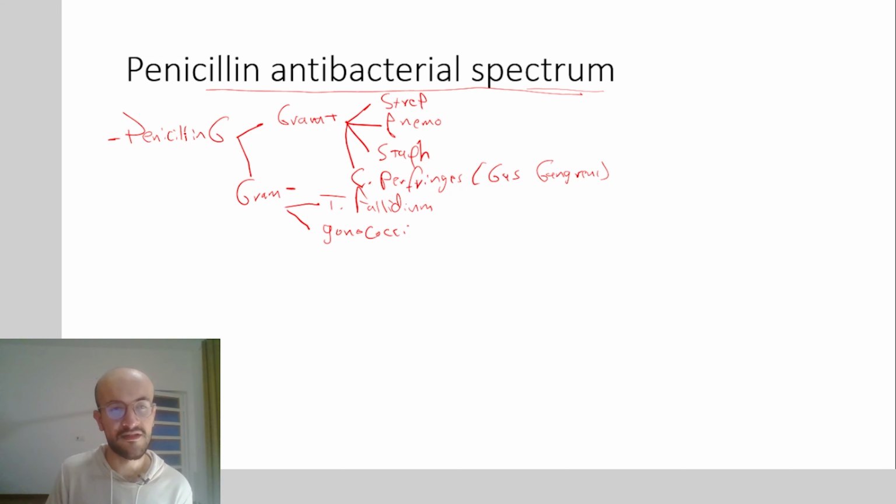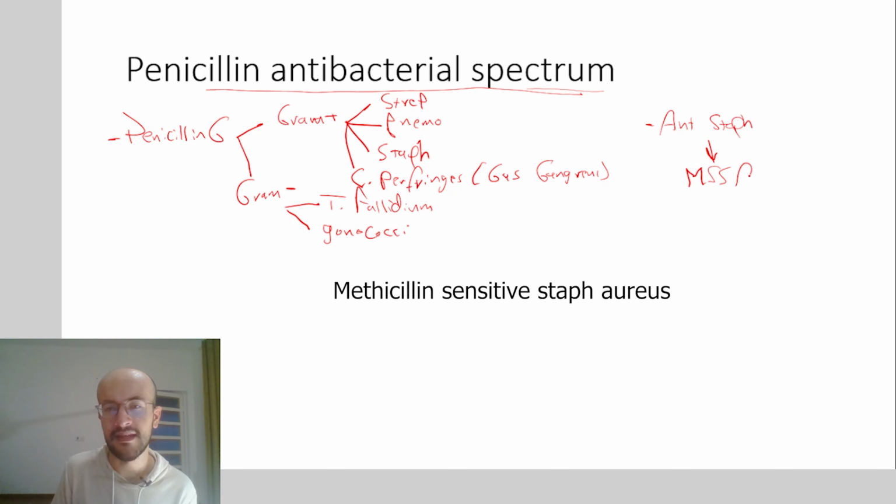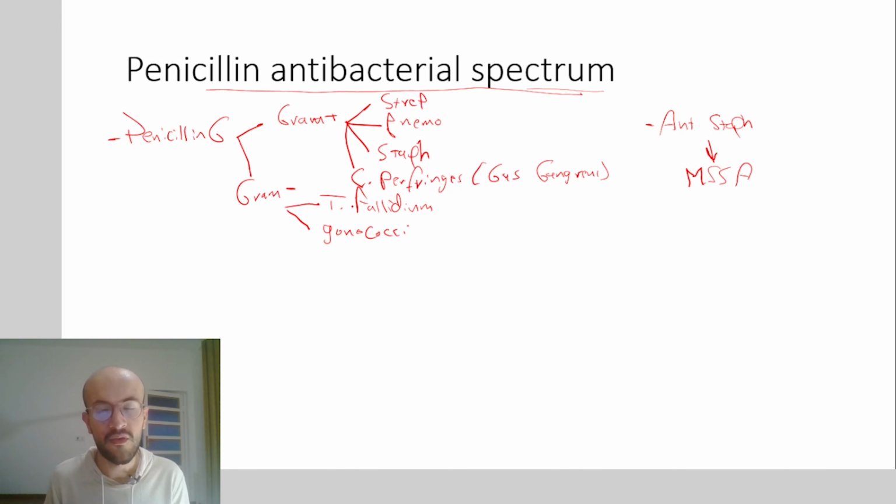After penicillin G, we have the anti-staph penicillin. Anti-staph penicillin is active against MSSA, which is methicillin-sensitive Staphylococcus aureus. Now about the aminopenicillin, which is also called the extended spectrum penicillins. Aminopenicillin has the same spectrum as penicillin G, plus more.